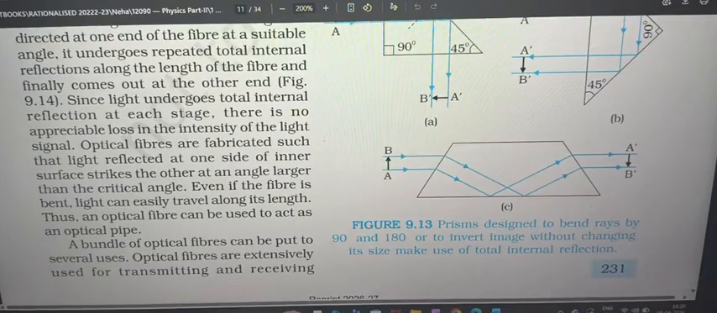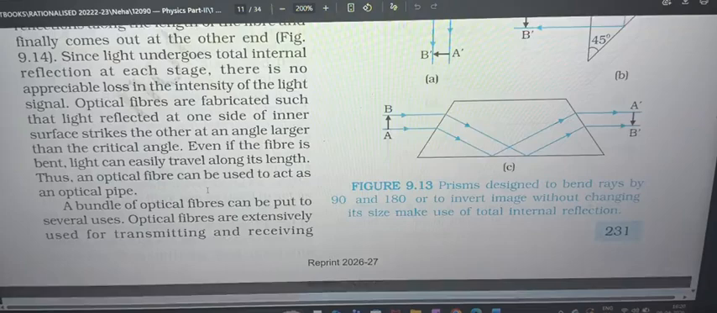That is why we design it in such a way that wherever the light is striking the surface, the angle will be larger than the critical angle. We design it so that it will be larger than the critical angle, then it will undergo total internal reflection, and no energy or light will be lost through refraction, it won't be wasted.